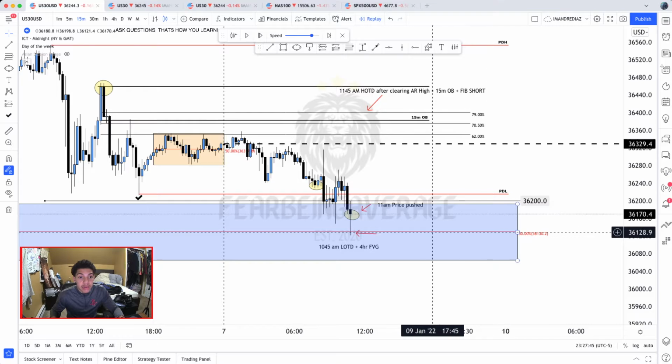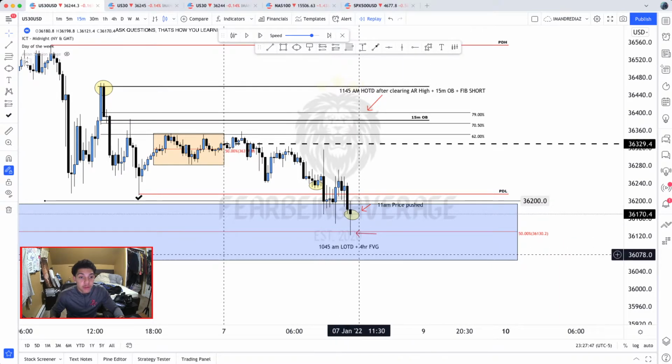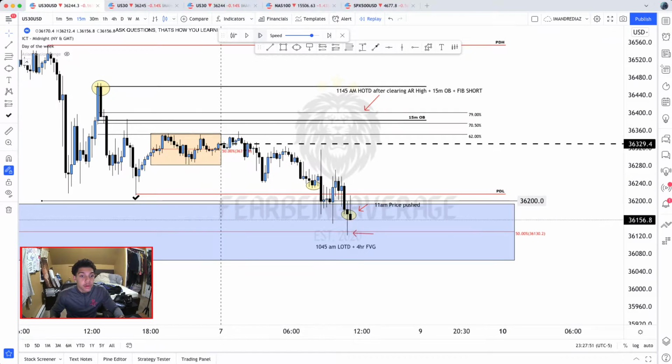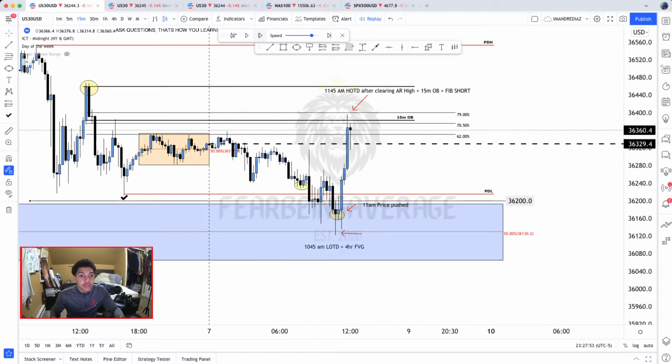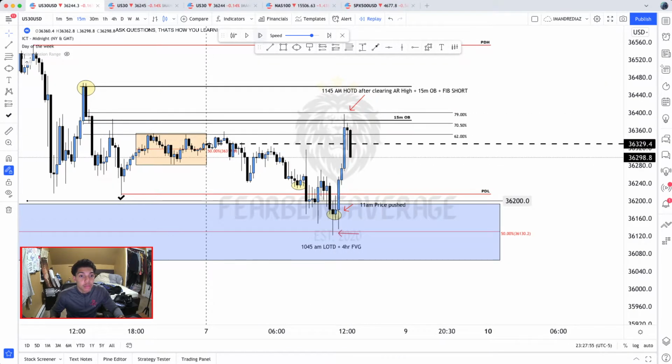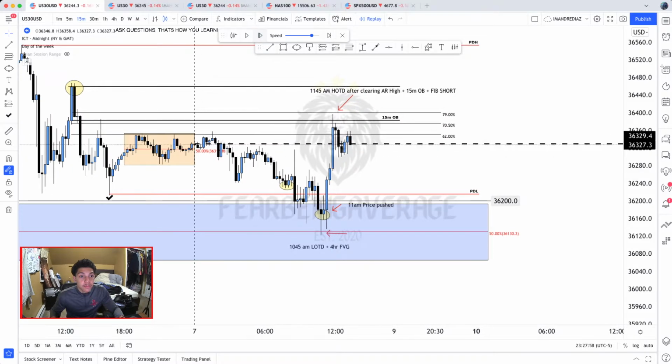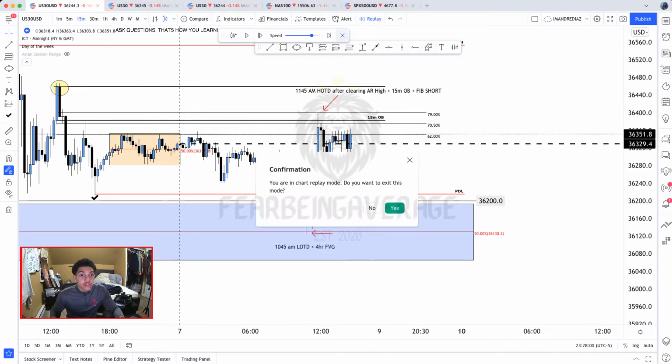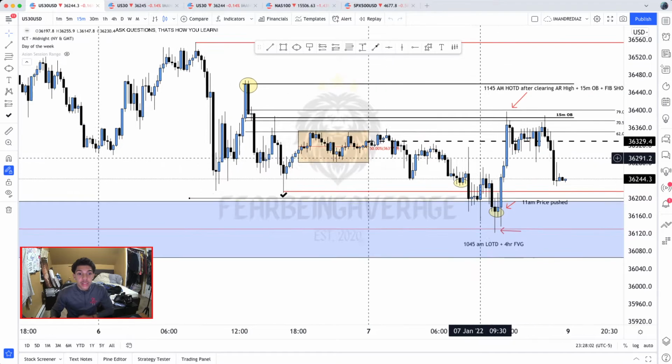Then it finally came down, creating the low of the day at 10:45, trading into the 50% of the 4-hour fair value gap. From here, this is when price started to have that expansion, tapped into the 15-minute order block, started rejecting, and the rest is history. Then from there, that's where we are in price as of right now.